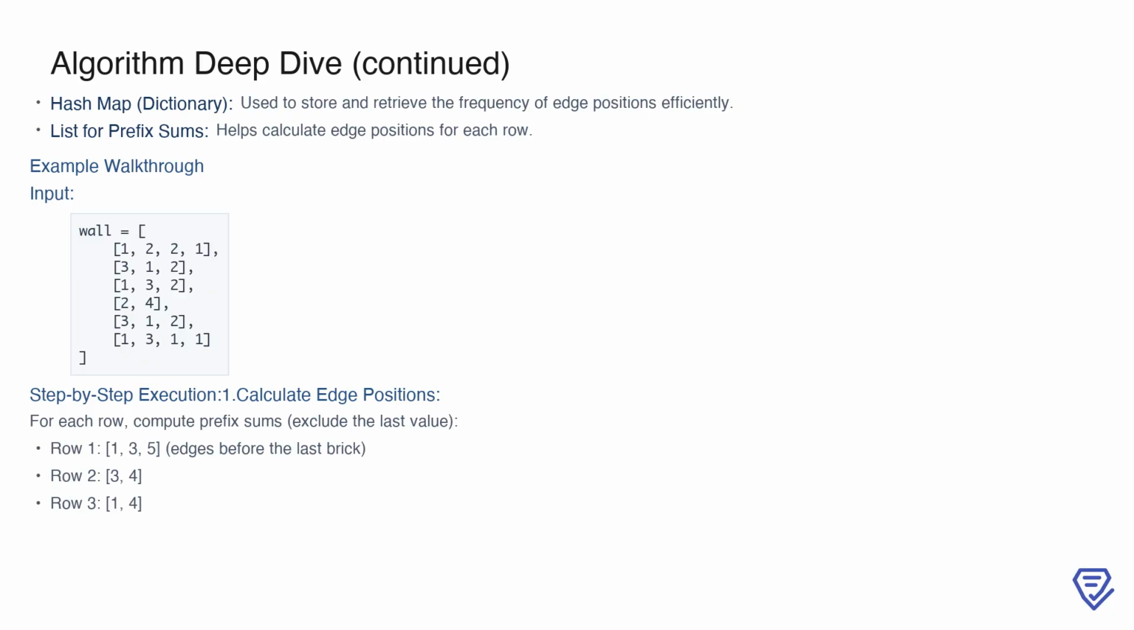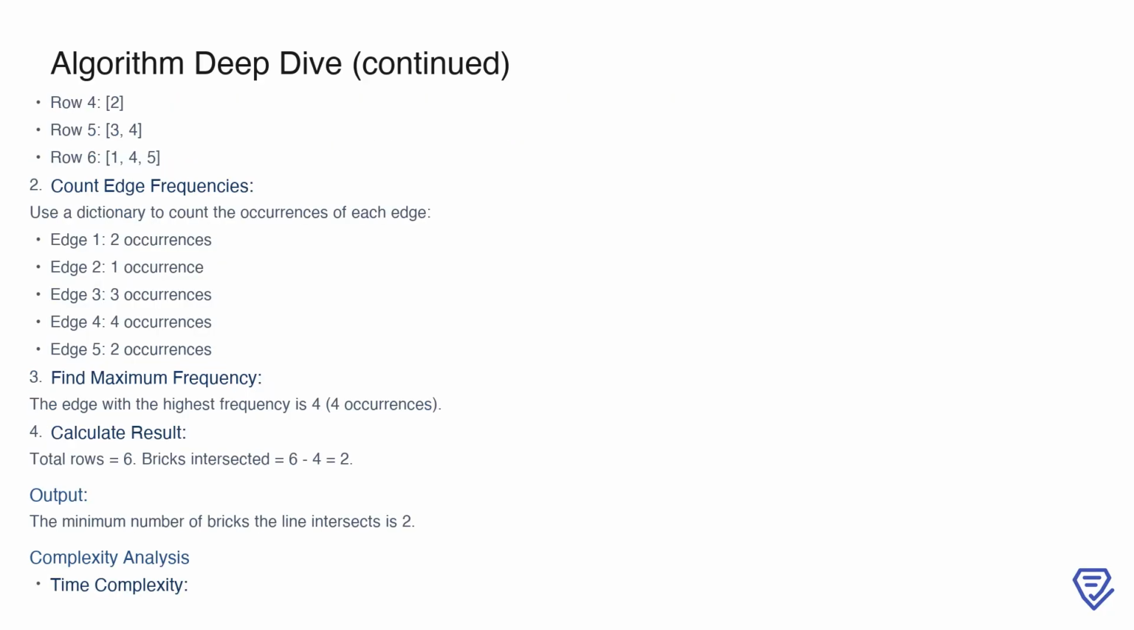Let's walk through an example to see this in action. Consider the input wall 1, 2, 2, 1, 3, 1, 2, 1, 3, 2, 2, 4, 3, 1, 2, 1, 3, 1, 1. For the first row, the prefix sums are 1, 3, 5, which represent the edge positions before the last brick. For the second row, the prefix sums are 3, 4, and for the third row, they are 1, 4. As we process each row, we collect these edge positions into our hash map, building the frequency counts step by step.